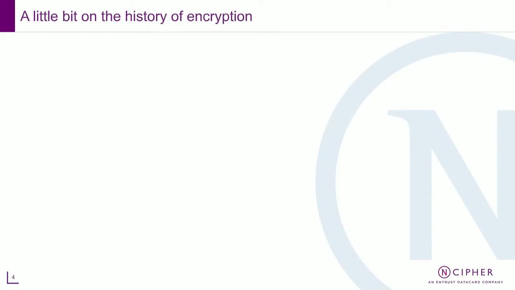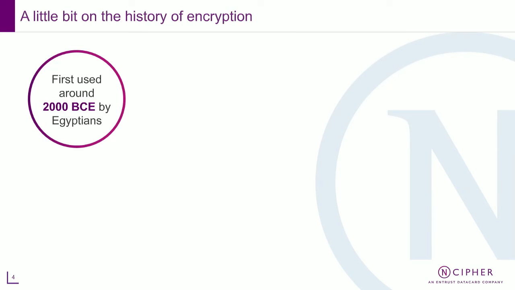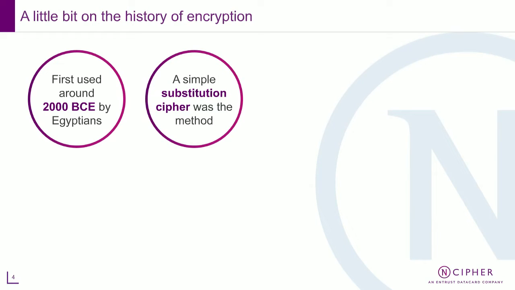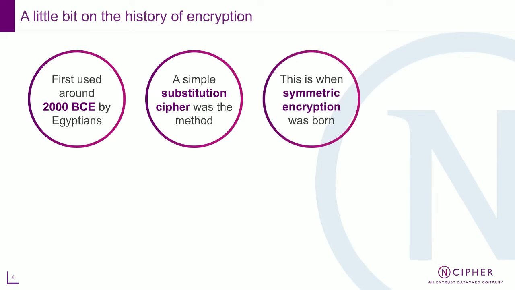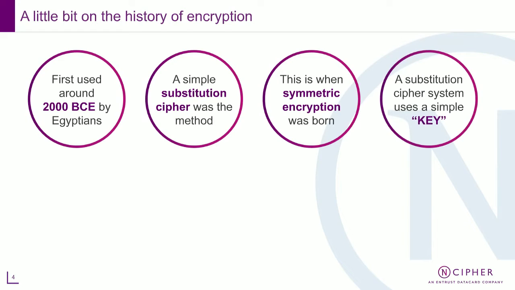One of the good ways to talk about encryption is to go through a little bit of history. Believe it or not, encryption has been around for probably about 4,000 years. About 2000 BC, the Egyptians started to use encryption, and at the time it was what was called a simple substitution cipher. Believe it or not, this is when symmetric encryption was born. We're using the concepts of this technology today.